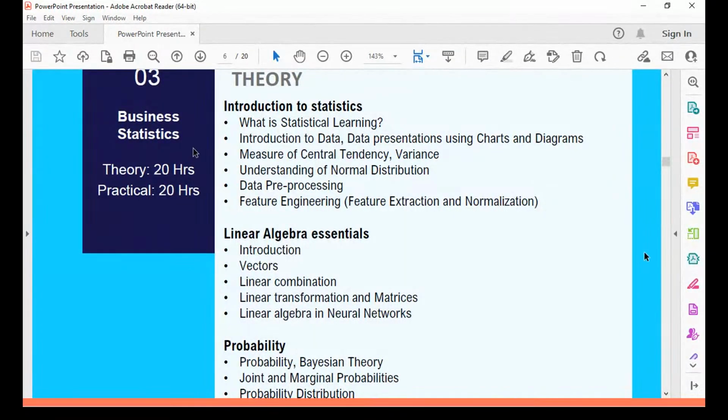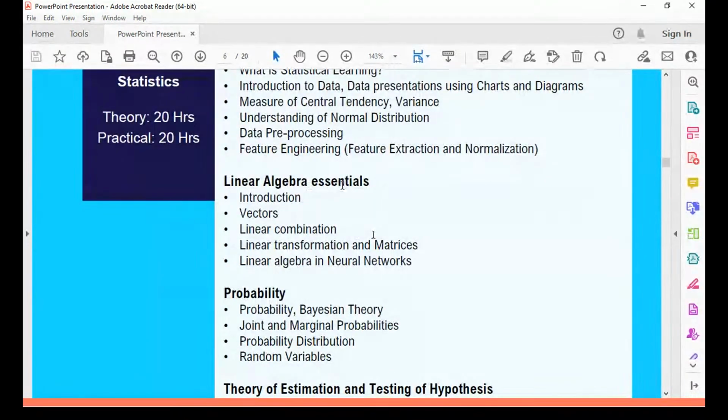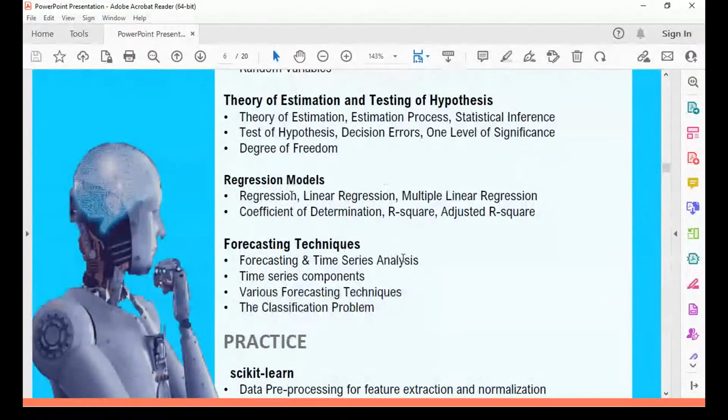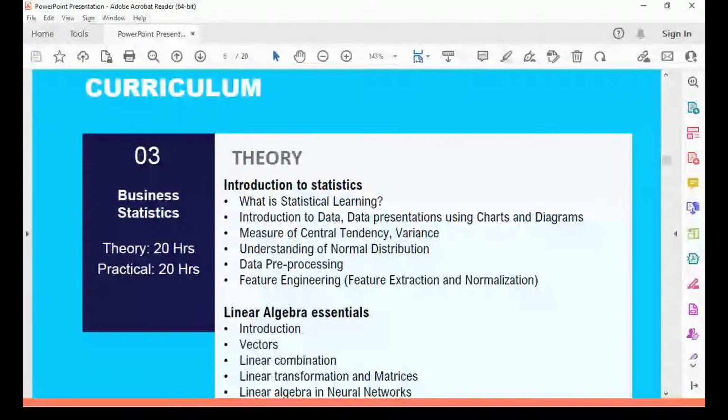Introduction to statistics is the first topic of business statistics. It is a domain where there will be study of data, that is numerical data, and linear algebra essentials, probability, theory of estimation and testing of hypothesis, and then we have regression models, forecasting techniques. So these are all mathematical study about machine learning and AI.